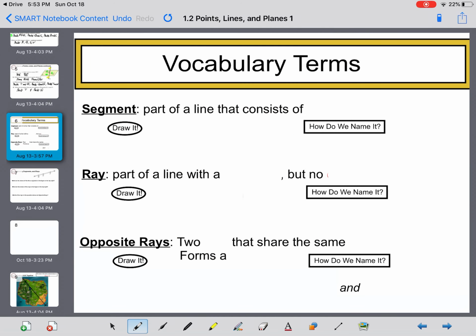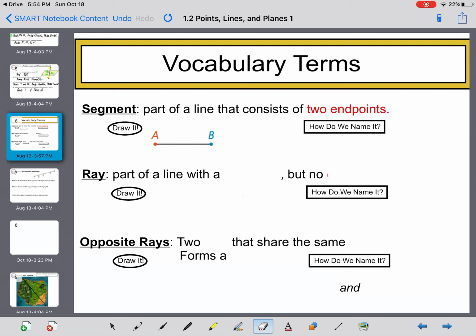Okay. We have some more vocabulary terms. Again, feel free to pause when you're doing your images, writing your definitions and naming your images, I should say. Segment, part of a line that consists of 2 endpoints. A line segment would look just like this. Notice that there are no arrows continuing in both directions because that would be a line. This is a line segment, meaning it stops on both sides.